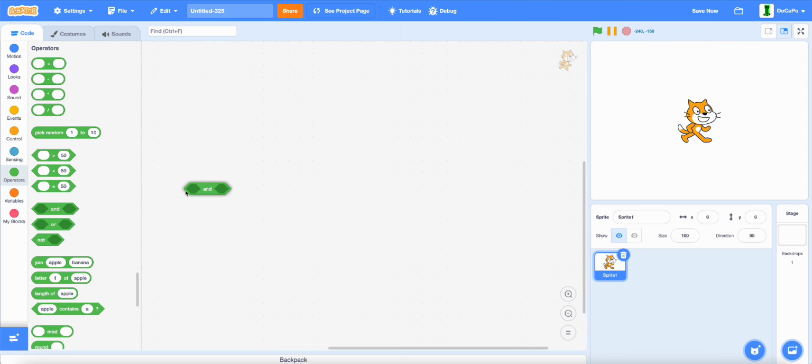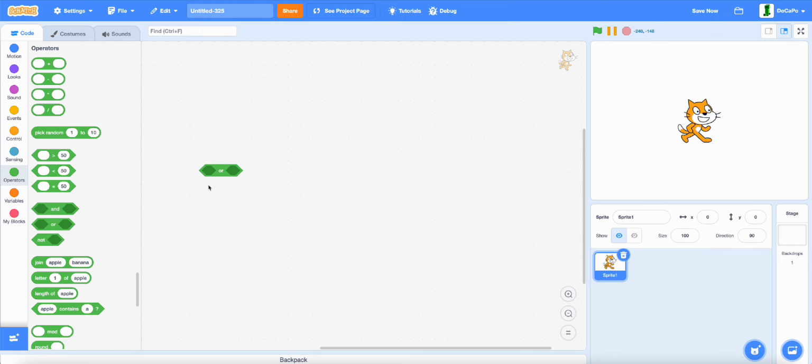Then the AND, which is basically both of these have to be true, like this. So 50 equals 50, both true, all of it will be true. If one is false, it will all be false. And you can stack these, and the same thing will apply.